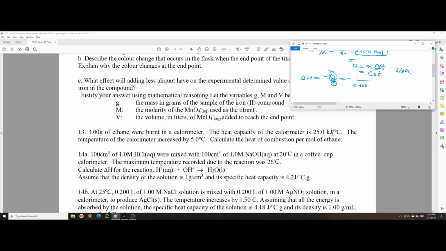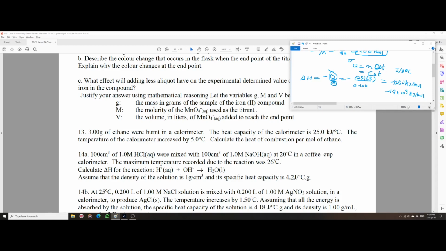We're given C, so 25. And this is a 5 degree rise, by the way, this is delta T. We have an increase of 5 degrees Celsius. So if you calculate it, you get minus 1250 kilojoules per mole, which in significant figures is 1.3 times 10 to the power of 3 kilojoules per mole.